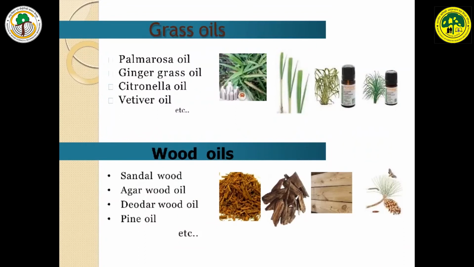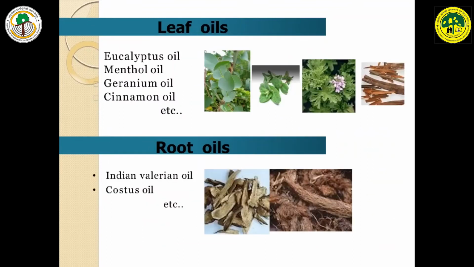From grasses, we get palmarosa, ginger grass oil, citronella, vetiver oil. Wood oils, as all of you know, sandalwood oil is the major one, then agarwood oil, then deodar, then pine oil. Leaf oils like eucalyptus oil, menthol oil from Mentha species. There are a few Mentha species from which menthol is extracted. Then geranium oil, cinnamon oil. From leaf oils, there are n number of oils which can be extracted. The major ones in the markets are these. Otherwise, there are many leaf oils which are extracted in small quantities for a particular use.